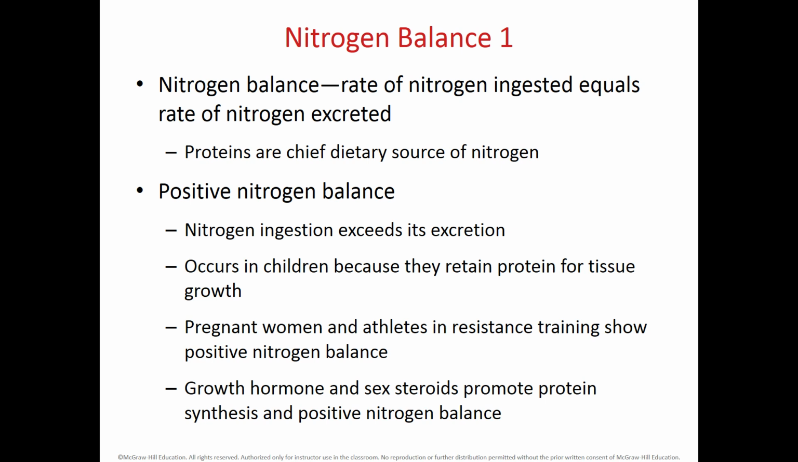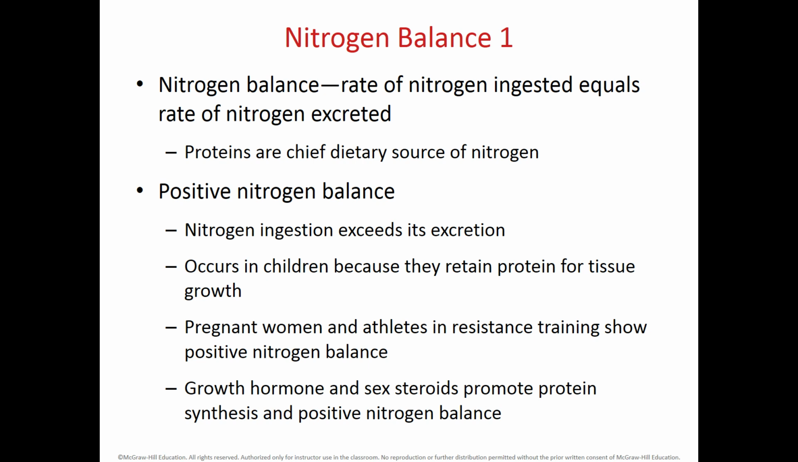Now, proteins contribute to the formation of nitrogenous wastes, and in order to have homeostasis, you have to have a nitrogenous balance, or nitrogen balance. So in this case, your rate of nitrogen ingested will be equal to the rate of nitrogen excreted, and you can have positive nitrogen balance in which you have more ingestion of nitrogen, or more ingestion of proteins, than excretion.